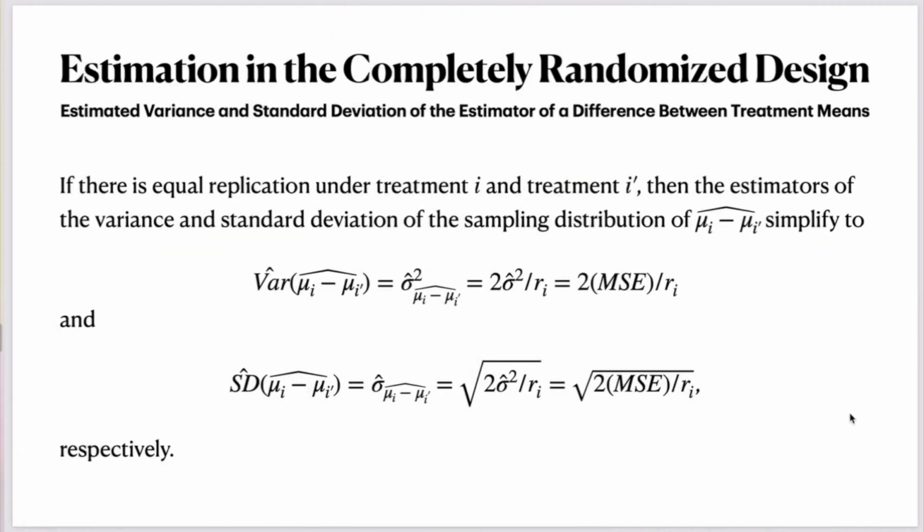And again, if there is equal replication under treatments I and I prime, then these estimators simplify somewhat. The estimated variance of the point estimate of the difference between the treatment means would be 2 times sigma hat squared divided by r sub I, the common sample size, or in other words, 2 times the mean squared error divided by r sub I. And then the estimated standard deviation would simplify as well, just being the square root of that estimated variance.